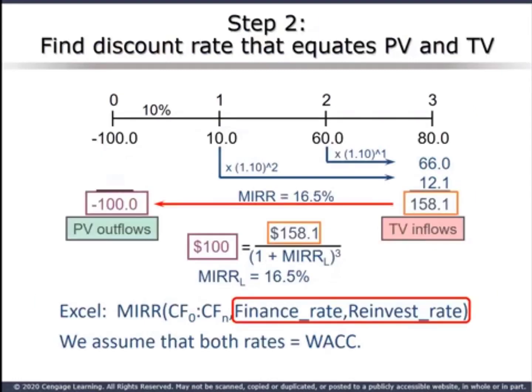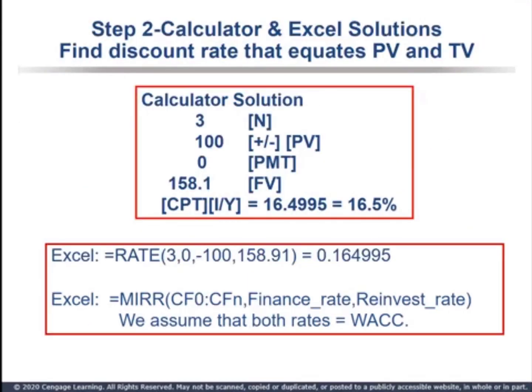We need to find the discount rate that will grow the $100 outflow at time 0 to the terminal value of inflows of 158.1. You can solve this with the TVM keys, as we'll see on the next slide. Enter the values in the TVM keys. N is equal to 3, present value is a negative 100, payment is 0, future value is your terminal value, 158.1, compute I/Y, 16.5. In Excel, you can use the rate function.